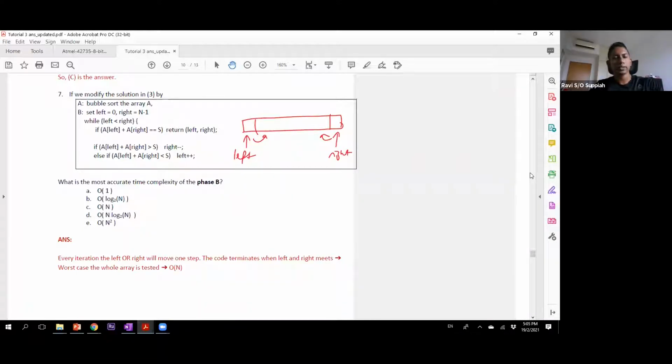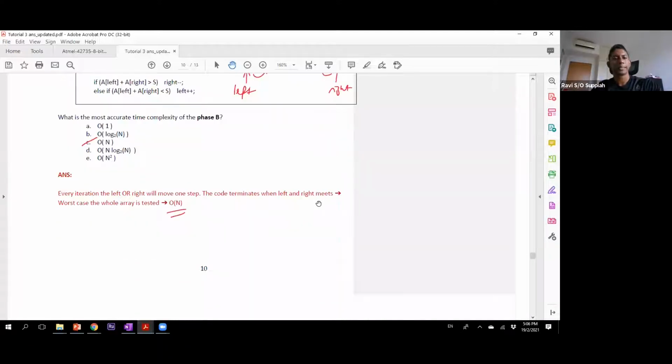So in this case, you can see that the worst case scenario is I will complete the entire array, which is the order of n. That means it depends on the size of the array, order n. So the answer here is C, because the order here depends on how big the array is. All right, so that is the answer for this question, question 7.